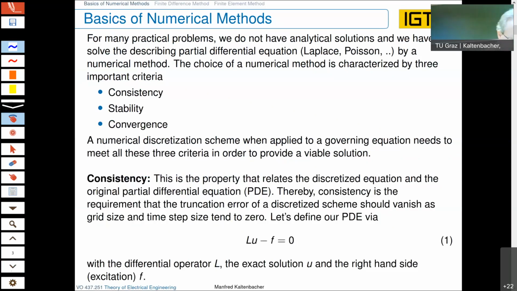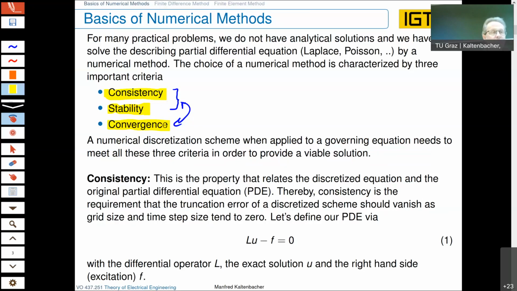So the main properties we are looking for are that the method is consistent and stable, and we will see that if these two are fulfilled, then we have a convergent method. A convergent method, simply speaking, means that when you refine and refine, making your mesh size smaller and smaller, your discretization, you converge to the correct solution. And that is what we expect.